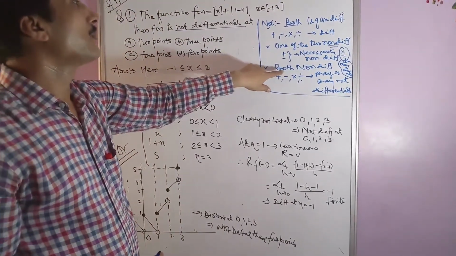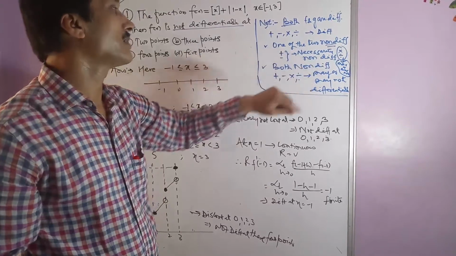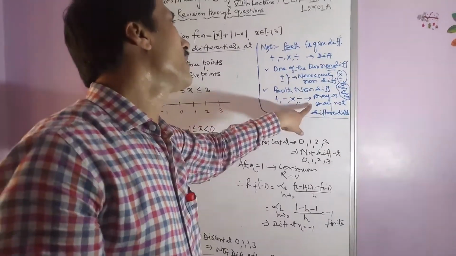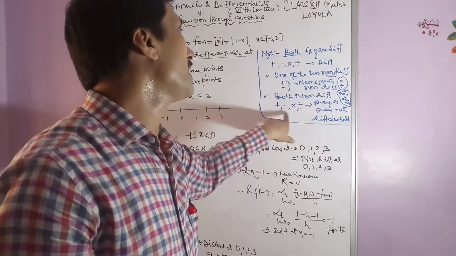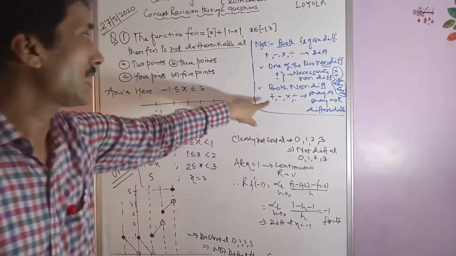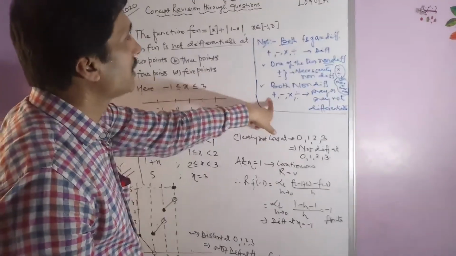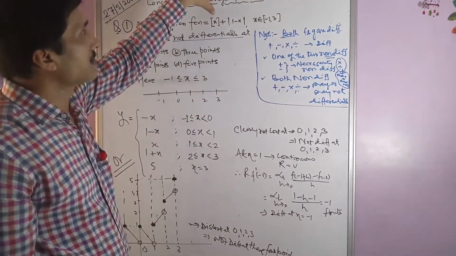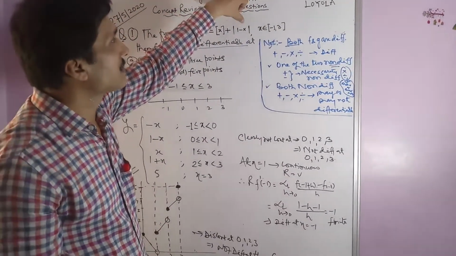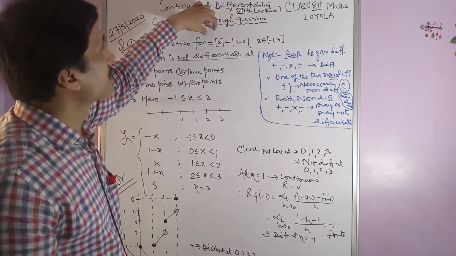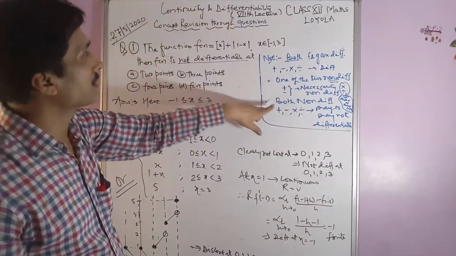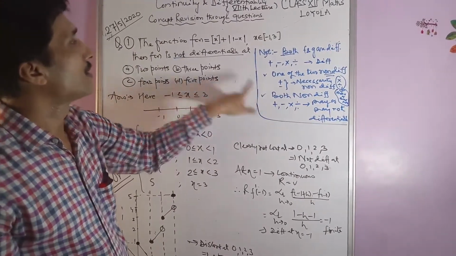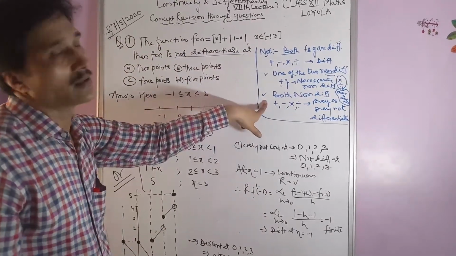We have to check for that. But if both functions are non-differentiable, then their addition, subtraction, multiplication, division may or may not be differentiable. In each case, we have to decide by using a suitable method. Here, this function is not differentiable, and this function is not differentiable. So f(x) is the sum of two non-differentiable functions, and f(x) may or may not be differentiable.